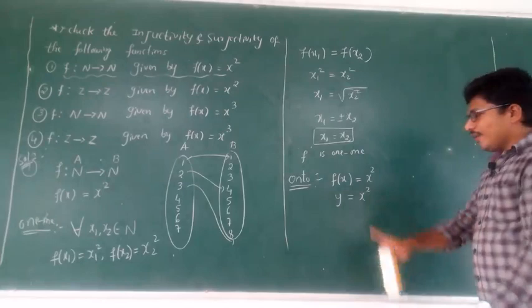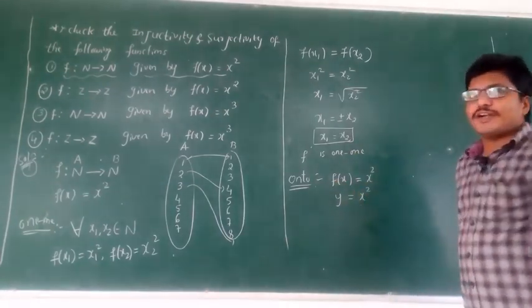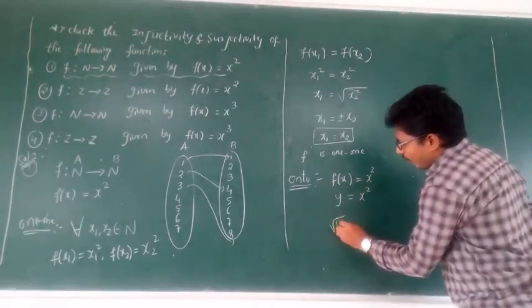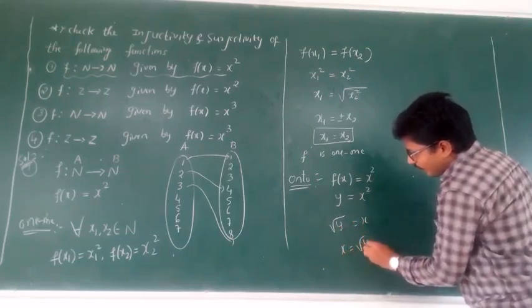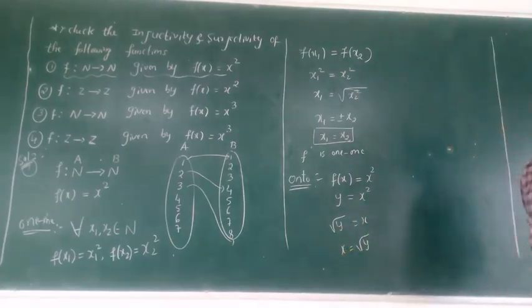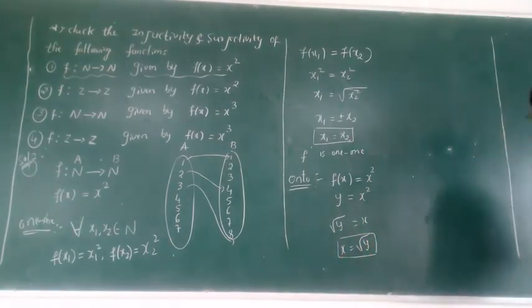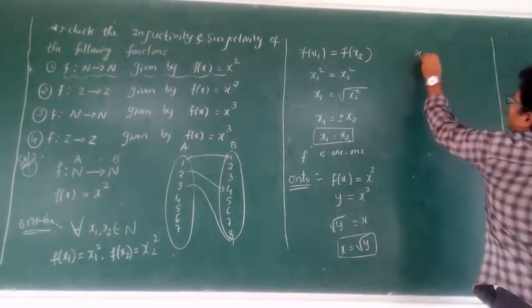Square should not come here, only x should come. So what do you do? That square can be shifted to the LHS side. What happens? Root of y is equal to x. X is equal to root y. Just check that one. Let us see what happens. So x is equal to root y.